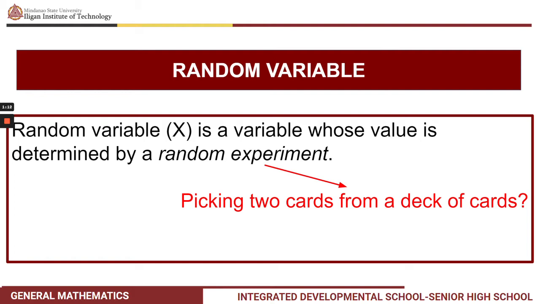This experiment, we're not talking about using beakers, test tubes, etc. But this random experiment is a chance process, no? In which when you do the experiment multiple times, you might get different results or outcomes. Say, for example, picking two cards from a deck of cards. Diba? When you, your first trial, siguro, you get two aces or two pairs.